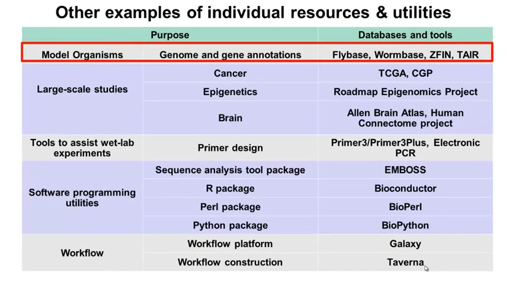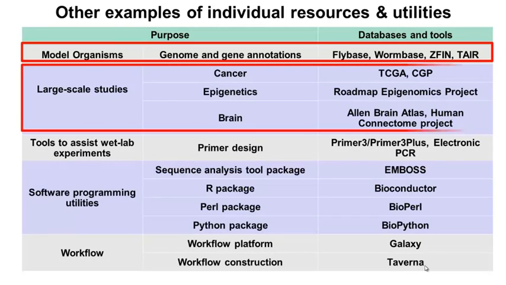A few examples, which are by no means exhaustive, include FlyBase, WormBase, ZFIN for zebrafish, TAIR for Arabidopsis, etc. Some large-scale projects have their own databases, such as cancer databases, TCGA and ICGC, epigenetic data in the Roadmap Epigenomics project, and brain structure and connectivity databases, Allen Brain Atlas, and Human Connectome Project.